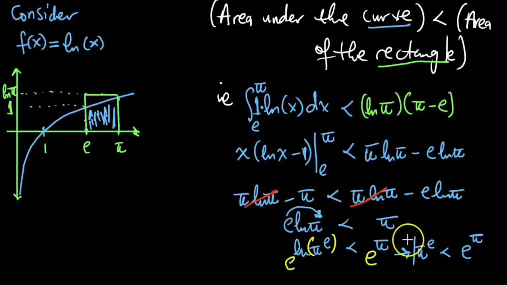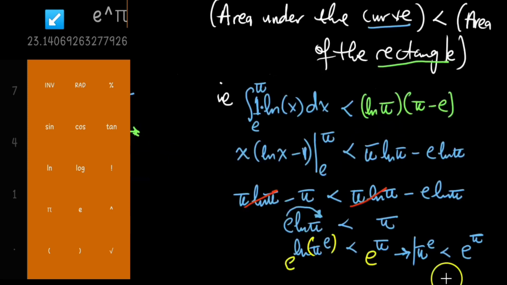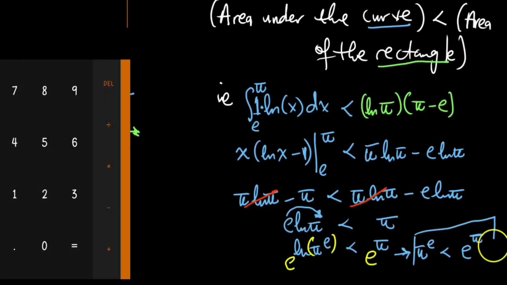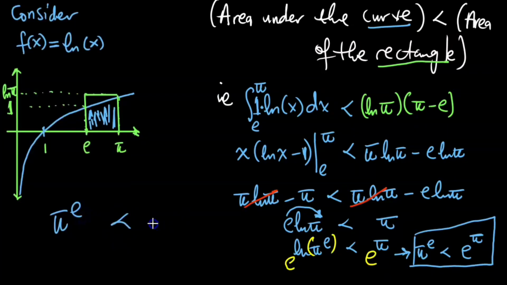Yeah, and this right here gives us the result between pi raised to the power of e and e raised to the power of pi. So this is what we get, that pi raised to the power of e is strictly less than e raised to the power of pi. So let me write that out. Pi raised to the power of e is less than e raised to the power of pi.